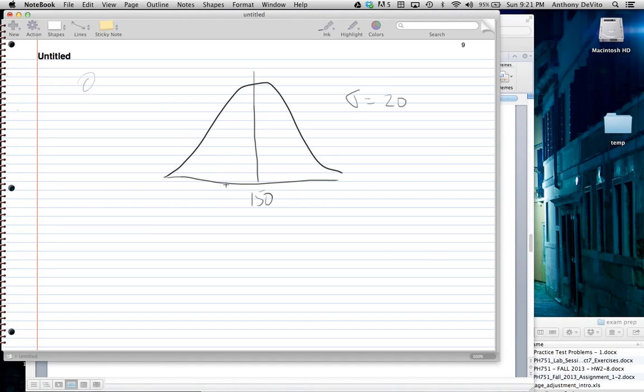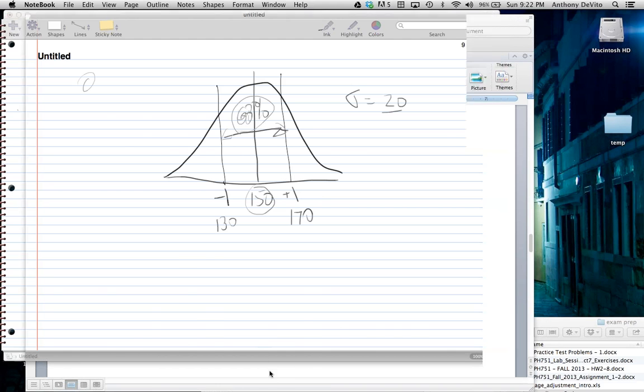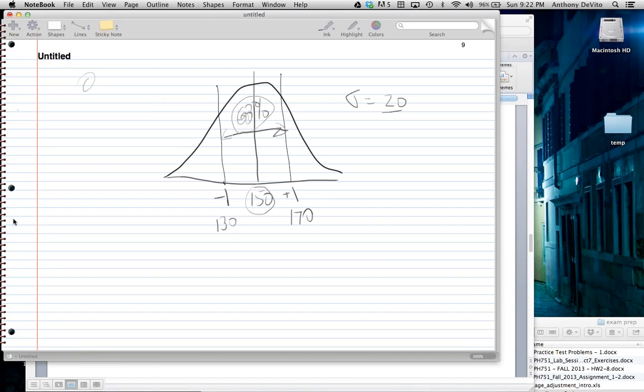Okay, well, we know that the empirical formula tells us that we would expect 68% of our population to be within one standard deviation below and one standard deviation above the mean. Okay, mean is 150 in this case. Standard deviation is 20, so we would expect 68% of the people in this population to be between 130 and 170. Okay, so what's the probability that we would pick an individual and they would weigh more than 170 pounds?